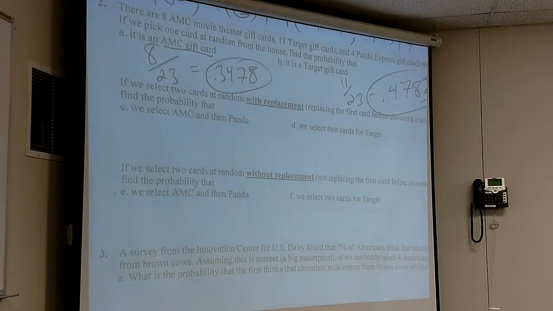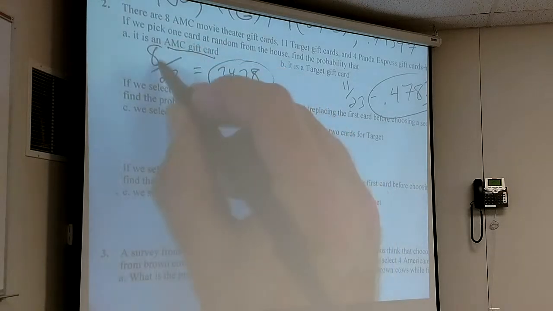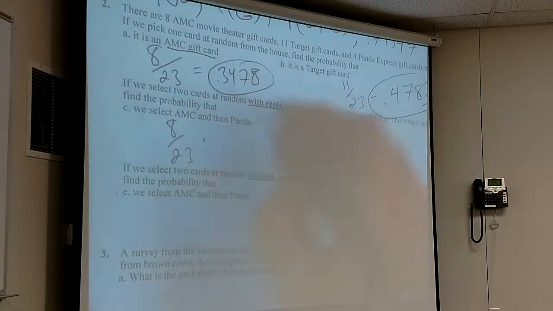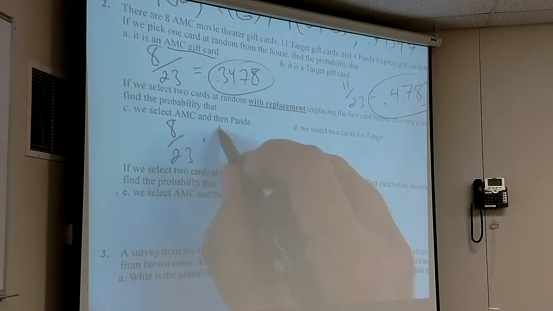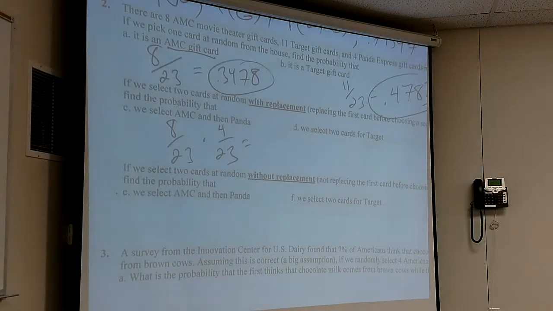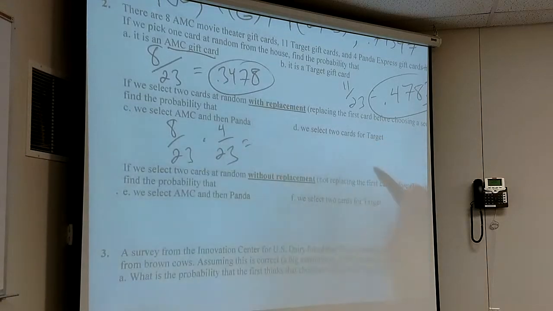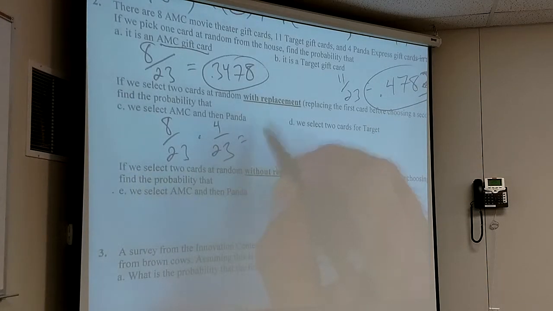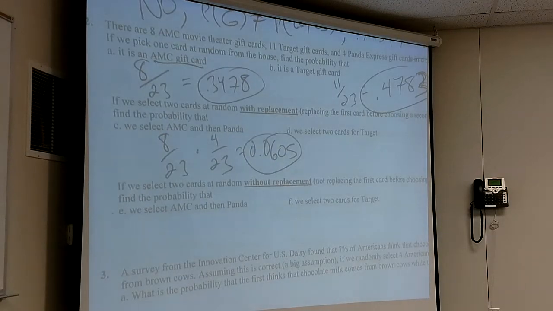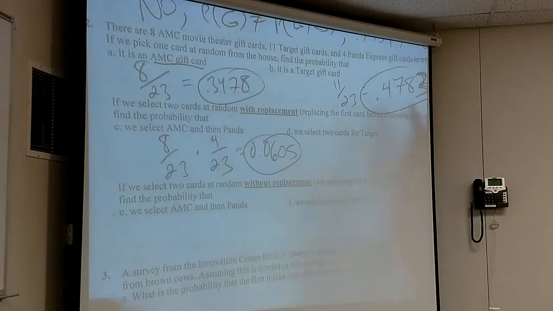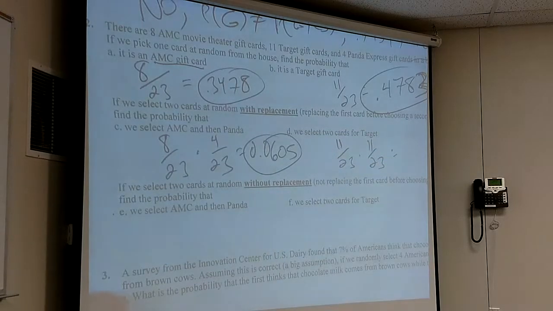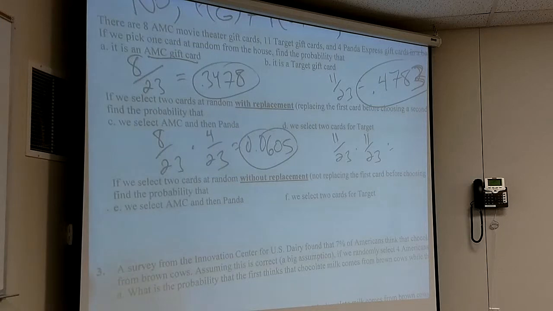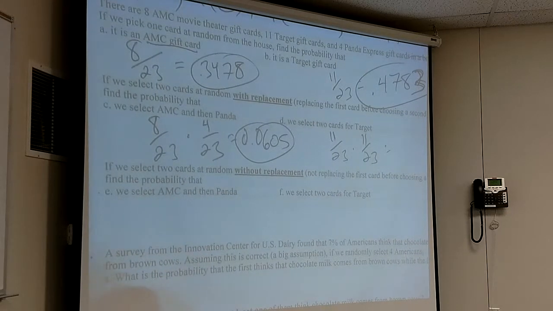All right. Now we take 2 cards with replacement. So the first one's AMC is still going to be 8 out of 23. And I put that one back in, so Panda would be 4 out of 23 still. Still 23 cards. I didn't lose any cards. And what's that? 0.0605. And then 2 cards for Target. So Target's going to be a couple of 11 out of 23s. And that's going to be like 0.2287. Okay, I can live with that.